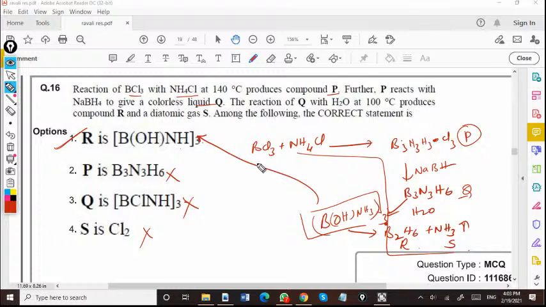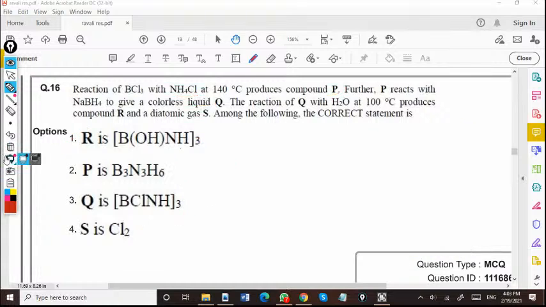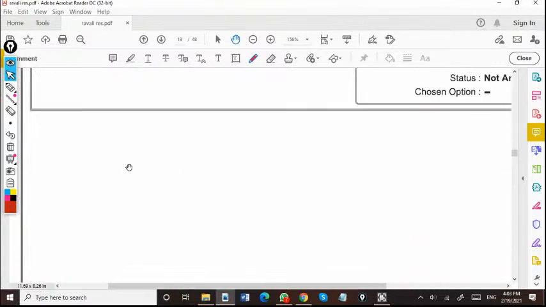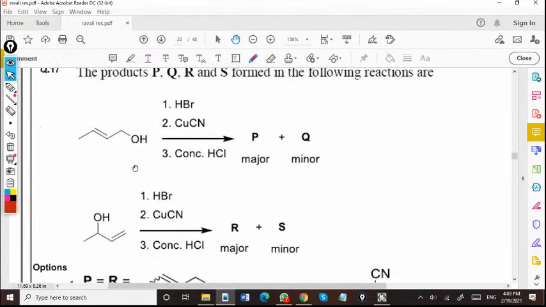The other reactions are all given in the book, so you can find them. So P will be B3N3H3Cl3, Q will be borazine, R will be this, and S will be NH3 gas. So that's all. Next question.